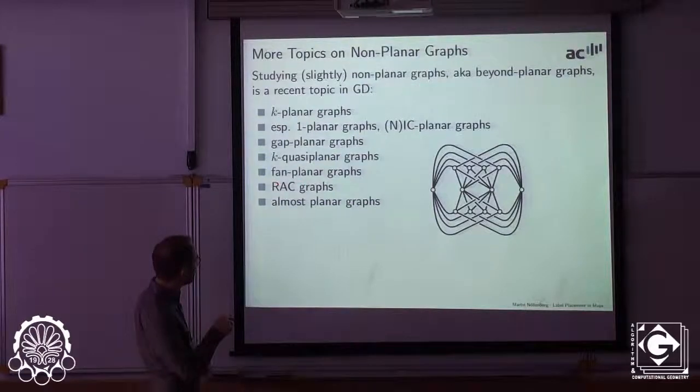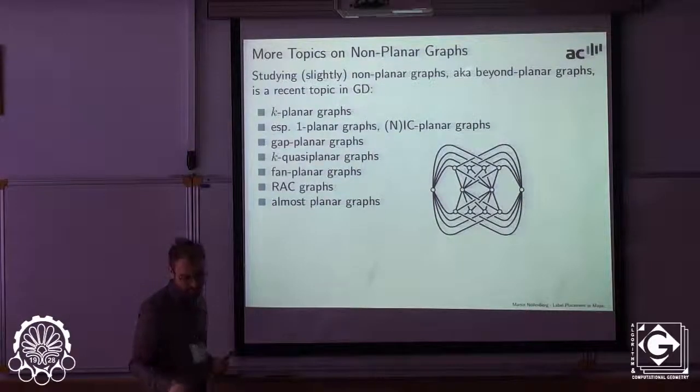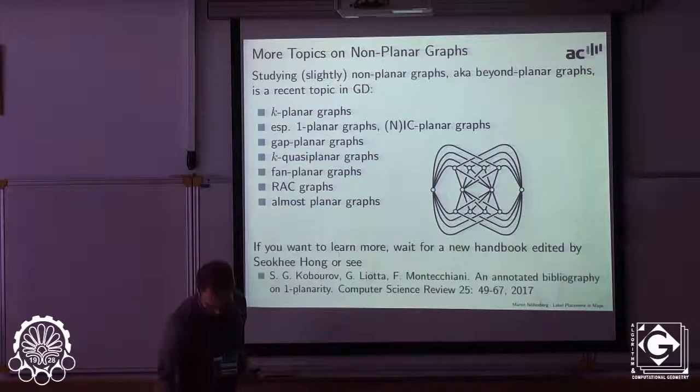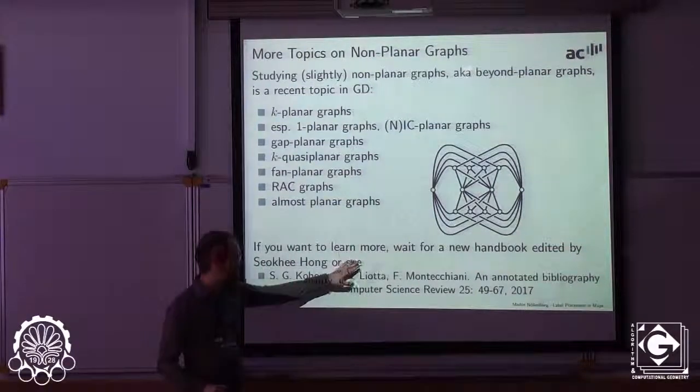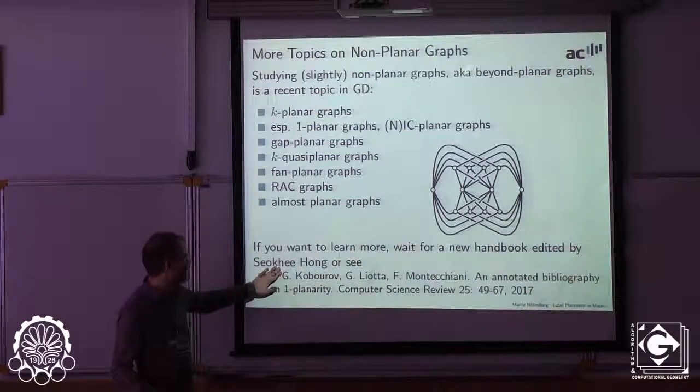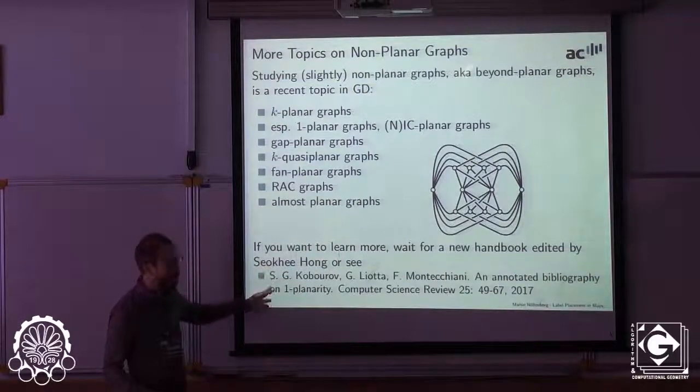There are pan-planar graphs. There are graphs where the angle of crossings needs to be 90 degrees. There are almost planar graphs that have maybe a single or two edges with crossings, but many possibly. And you can study all kinds of topics on those. If you want to learn more, then hopefully this year there will be a handbook edited by Sok-Hee Hong on all topics of beyond planar graphs. But until then, there's a very nice annotated bibliography on one-planarity.